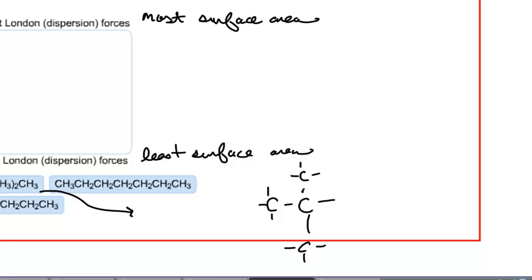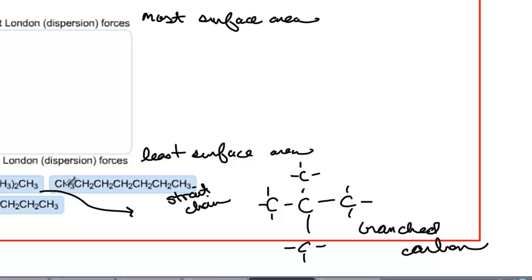First carbon has 3 hydrogens on it. The next carbon has 2 CH3s attached to it. And then finally, the last carbon is CH3. Notice how this is a highly branched carbon. Alrighty, something to consider. Here we have a very straight chain.